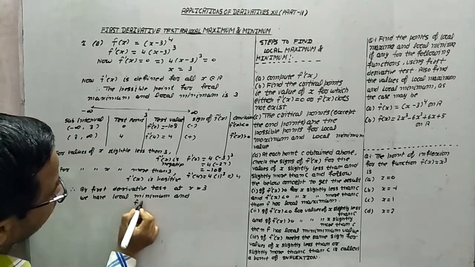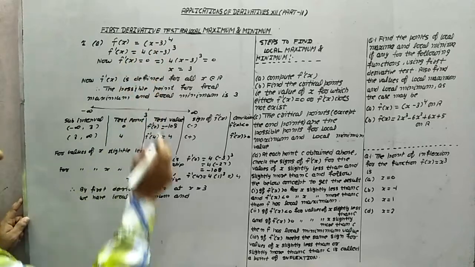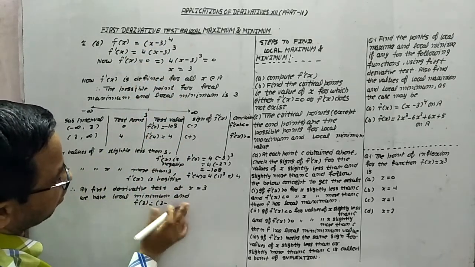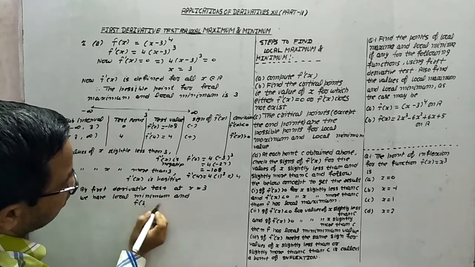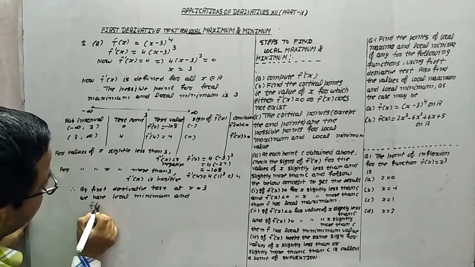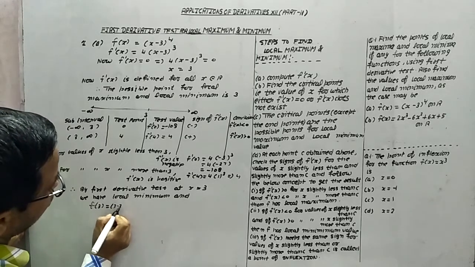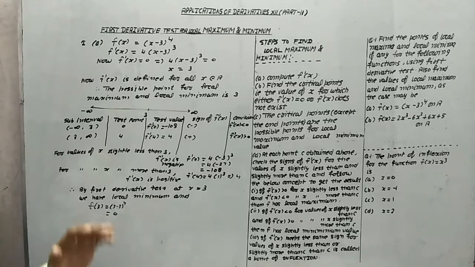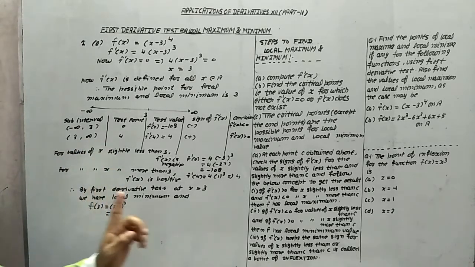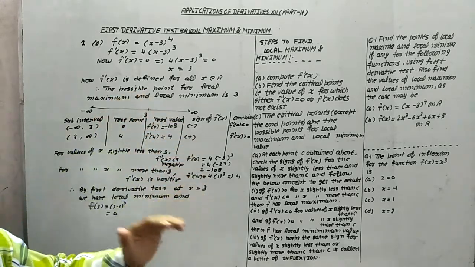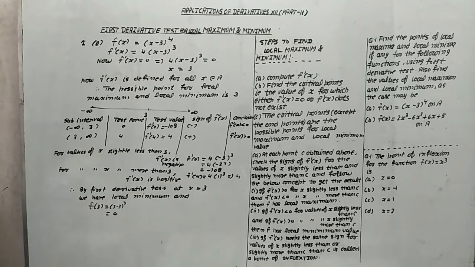It means f3 is equals to, substitute here, 3 minus 3 whole raised to power 4, it means this is 0. So the point of local minimum is 3 and the value of f3 is equals to 0. So this is the way to do the question using first derivative test. Now let's start with this b part.